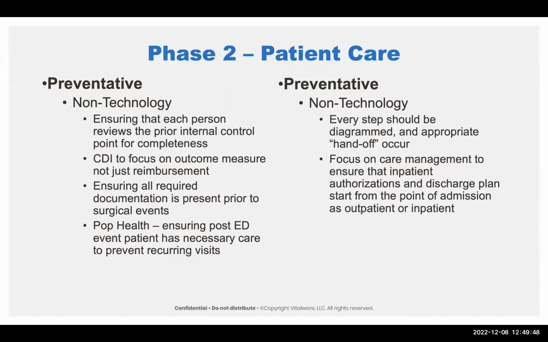Non-technology, every step should be diagrammed. And this is where I see a lot of benefit. If you can diagram the process, you can show where the handoffs are. Okay. Focus on care management to ensure that inpatient auths and discharge plans start from the point of admission as an outpatient or inpatient. They start from the first intervention. What's this discharge going to look like? Is this a patient who's going to be an outpatient, but going to require home health? What does this look like?